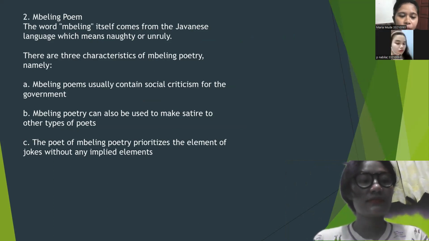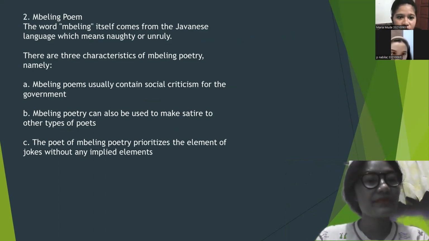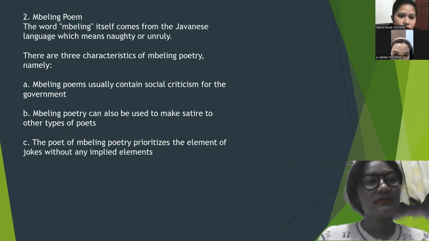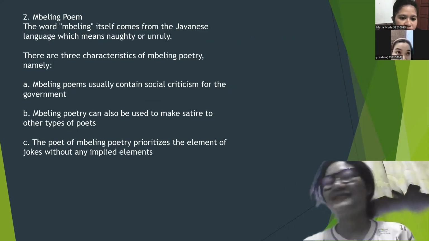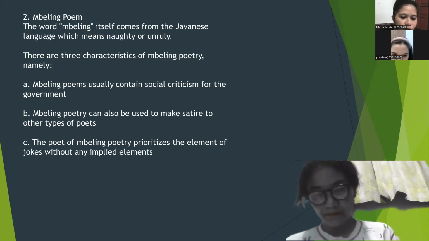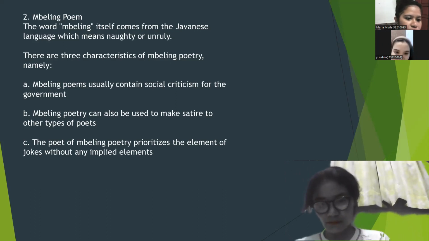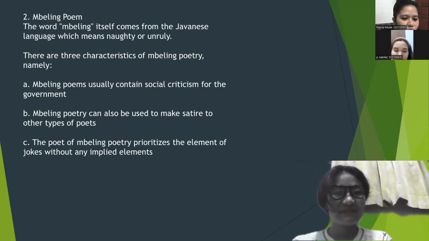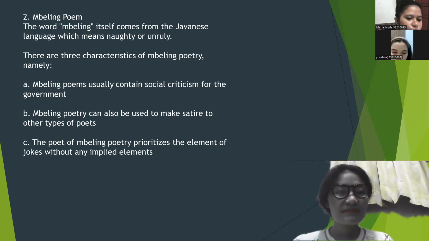Two, mumbling poem. The word mumbling itself comes from the Javanese language, which means naughty or angry. There are three characters of mumbling poetry. A, mumbling poems usually contain social criticism for the government. B, mumbling poetry can also be used to make satire to other types of poetry. C, the poet of mumbling poetry prioritizes the elements of the jokes without any impact element.